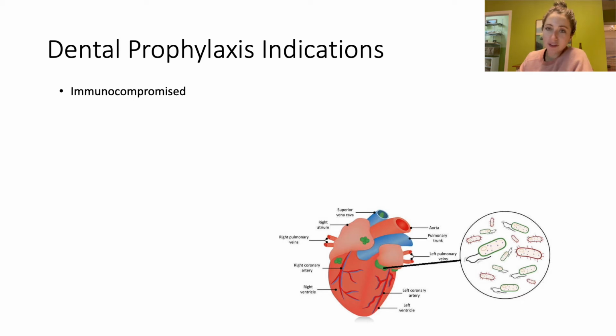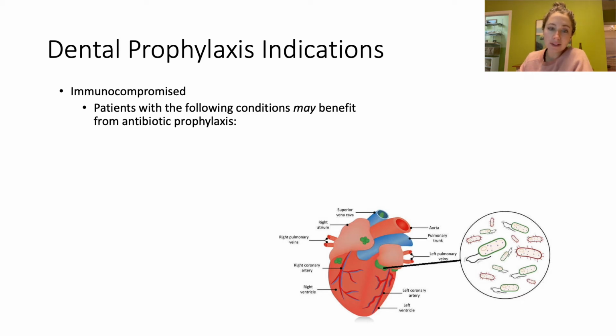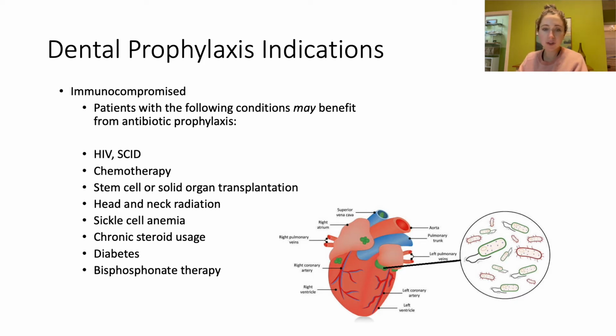Another situation to consider dental SBE prophylaxis are patients who are immunocompromised. The guidelines here are less straightforward. It's more based on judgment. So you can consider it for patients with things like HIV, chemo, any sort of organ transplantation, head and neck radiation, chronic steroid use, diabetes, or bisphosphonate therapy are good examples.